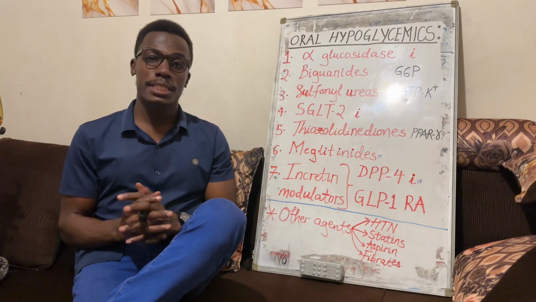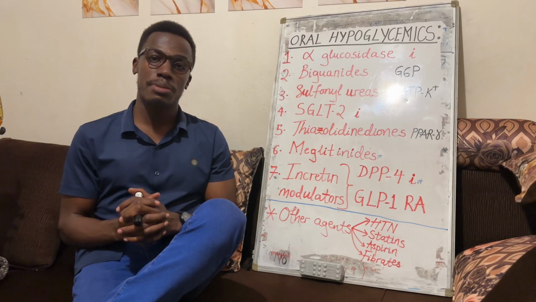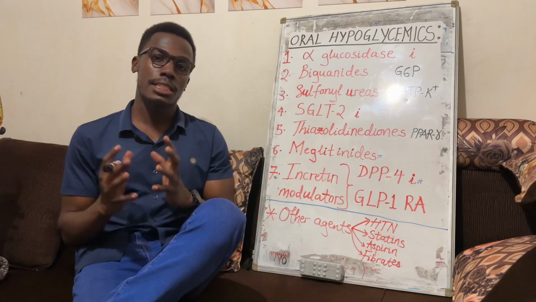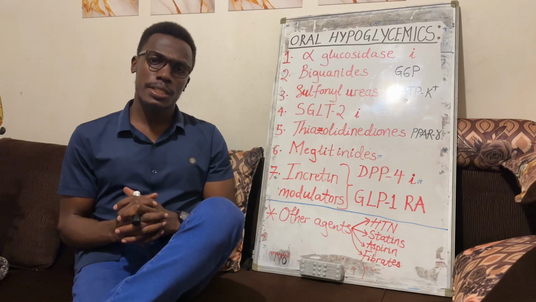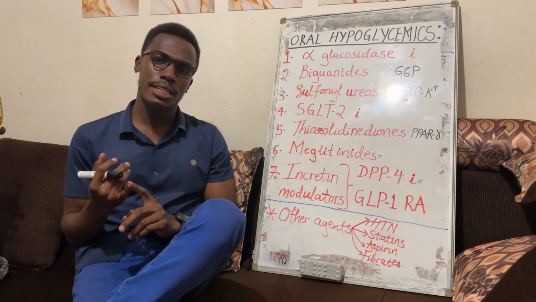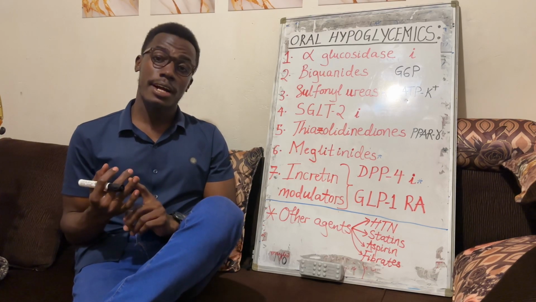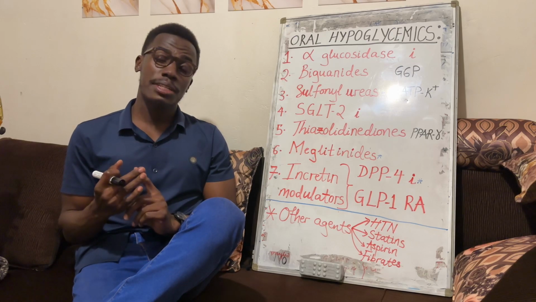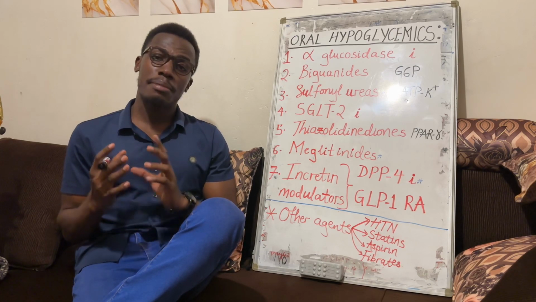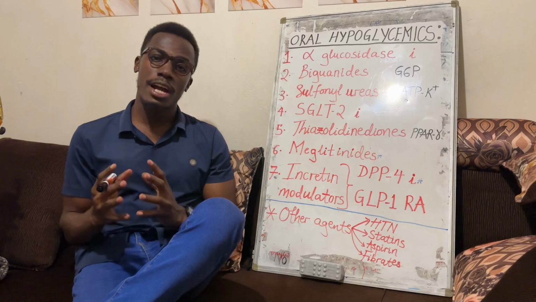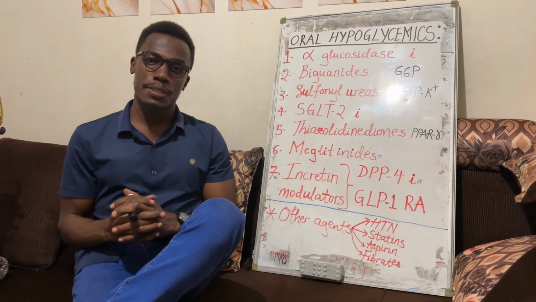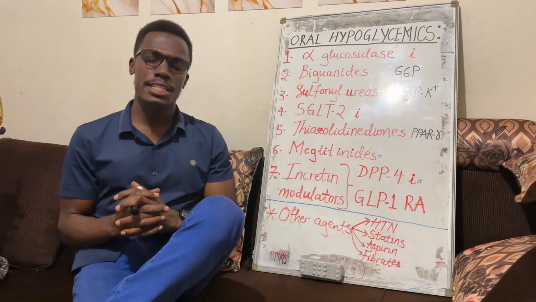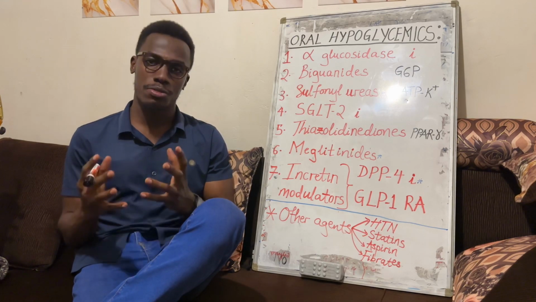We need to appreciate first and foremost that management of diabetes mellitus is multidisciplinary, and there are many things that have to be done, including managing the comorbidities, mitigating the risk factors, lifestyle modifications, and pharmacotherapy, or the use of drugs, is just one tier of management of diabetes. But let's talk a bit about that tier called pharmacotherapy, or use of drugs.